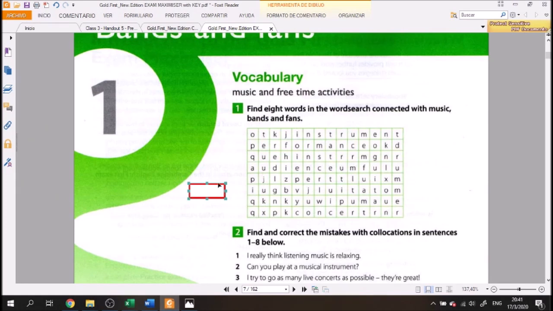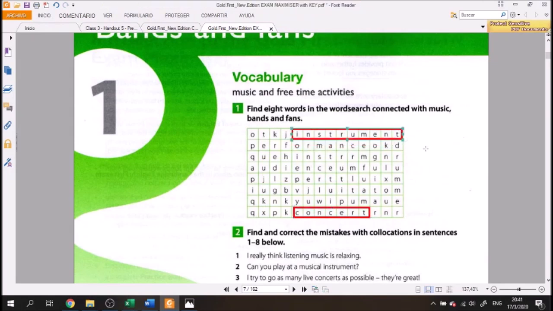Okay. I am on page number 6. You have to find 8 words in the word search related to music. Can you tell me in the chat what you found? I am seeing at the moment concert here. Yeah. What else have you found? Oops, my bad. Instrument here on the top. Please help me in the chat. Performance, very good, here. What else? Audience, right here, very good.